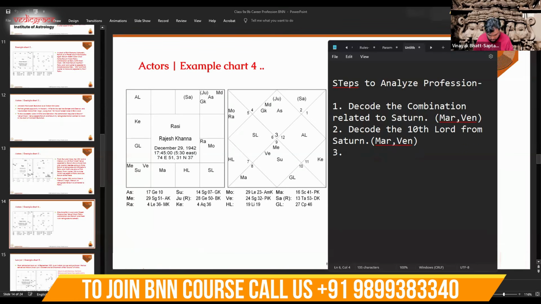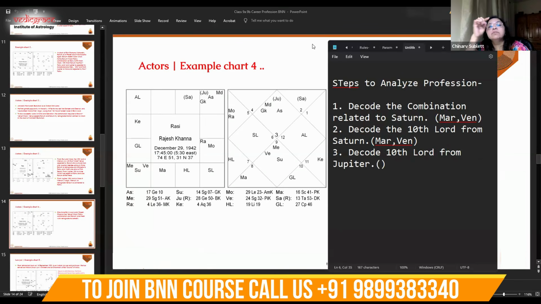Now, decode 10th Lord from Jupiter. Who is that? Jupiter itself. 10th Lord from Jupiter, Jupiter itself. Okay. Now in this case, I need to decode the Jupiter. Mercury. Okay. So Jupiter is positive Mercury. Gemini.